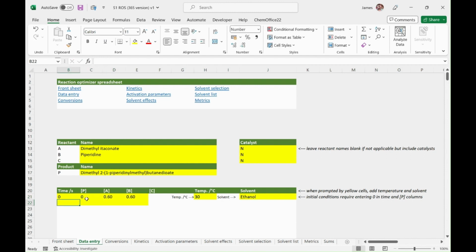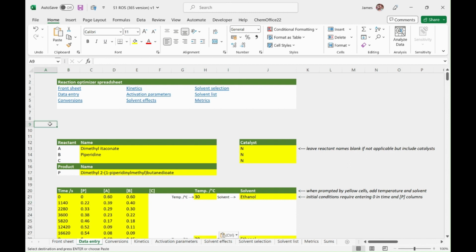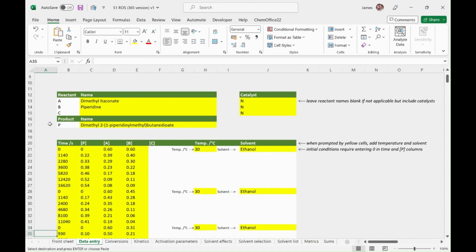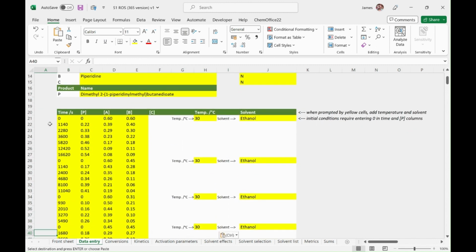You can now continue to fill in the data sheet. Where you have yellow cells is where you need to input more data. So now I've completed the data set. If I scroll down, you'll see that we have different data sets all listed consecutively. Every time you have a t equals 0, again you're prompted to add temperature and solvent.